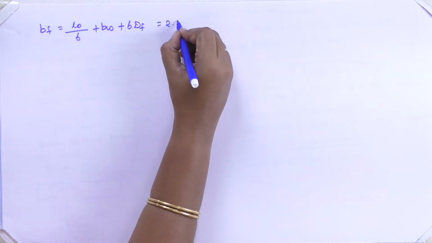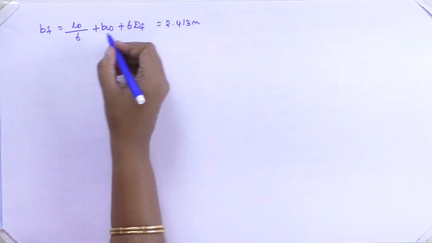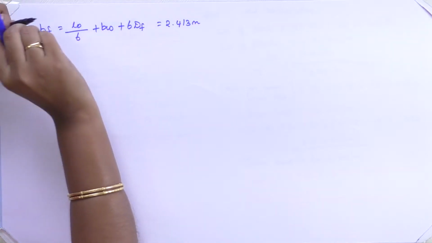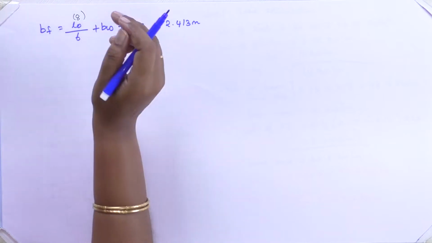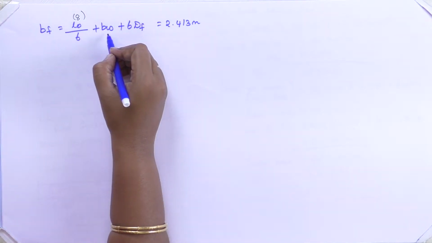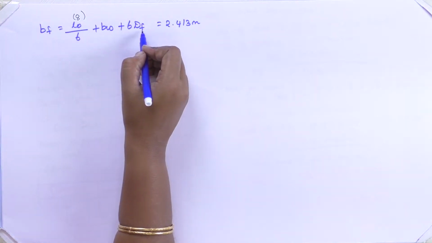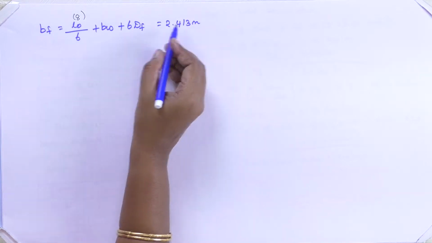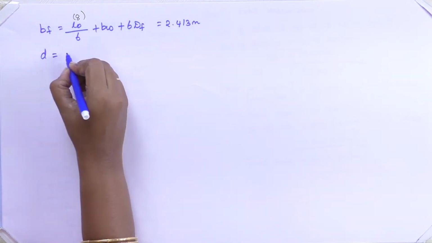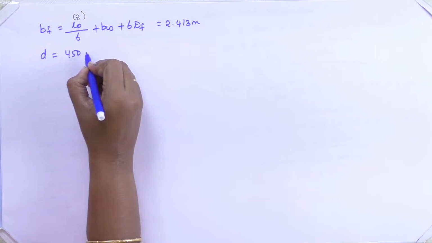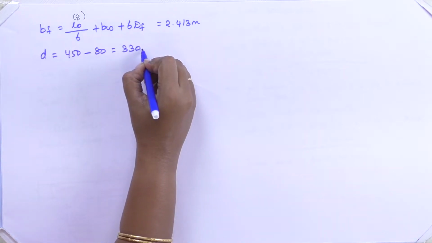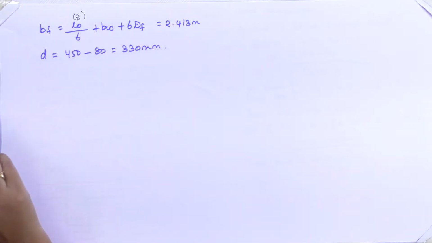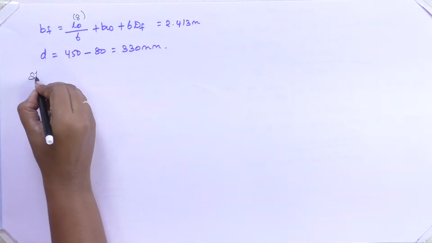I will get 2.413 meter. This L0 I need to take the value as 8, the effective span is given. So BW we know 0.3. Then DF we know 0.13. I will get this value. So from this the effective depth may be 450 minus 80, that is equal to 330 mm. Okay, I will go for step 2.